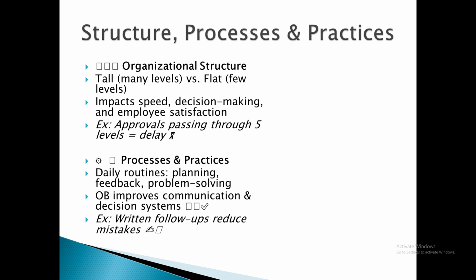As an example, a tall structure with many management levels may cause delays. Approval might pass through five people before reaching the top. A flat structure, like in startups, allows faster decision making. Flipkart in its early days had a flat structure because there was a small number of people. One boss and some team members worked under the boss. So that was a flat structure which helped them respond quickly to challenges from Amazon, right?